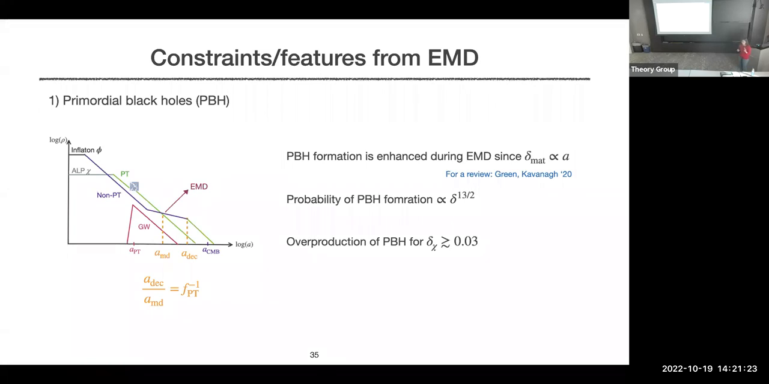But there are two important considerations that give us constraints. One is the enhanced production of primordial black holes, especially because primordial black holes generally feed off the tail of the distribution. If you have early matter domination where they can grow, the production of primordial black holes is generally enhanced. To make sure that you are not overproducing primordial black holes in this scenario, it constrains our delta chi to be smaller than about 0.03. If you have anything bigger, you produce too many.